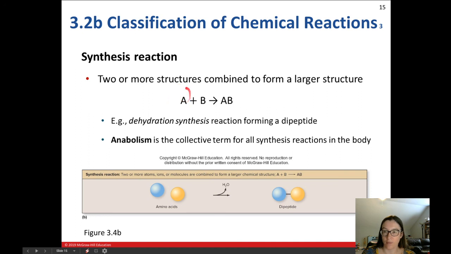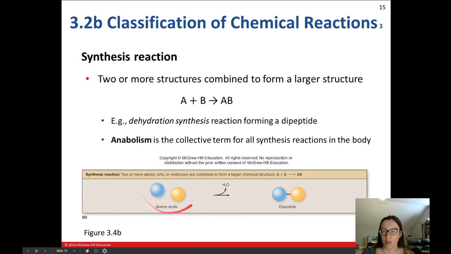Now the opposite of this is going to be if we start with 2 smaller structures, and we combine them to form a larger structure. So A plus B equals AB. And so a good example of this is a dehydration synthesis reaction, right? It makes sense that a dehydration synthesis reaction is a type of synthesis reaction.